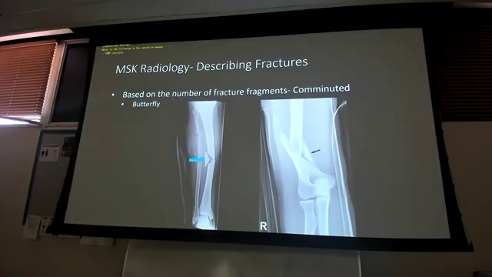Here's your butterfly fragment. It's this nice little triangle that kind of breaks off the bone. Why? Because it looks like a butterfly wing. But really, I got 1, 2, 3 on the tibia, 1, 2, 3 on the fibula. That little fleck counts as a piece. Right? 1, 2, 3 on the humerus. So, common unit, don't get hung up on segmental versus butterfly, just know common unit, more than 2. Simple, 2 or less.